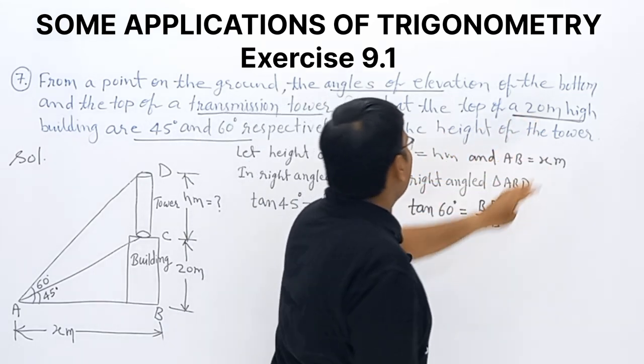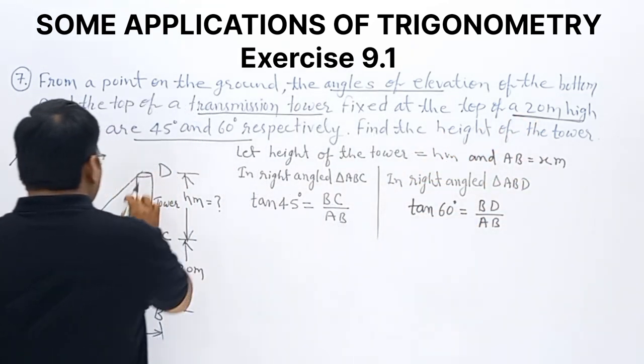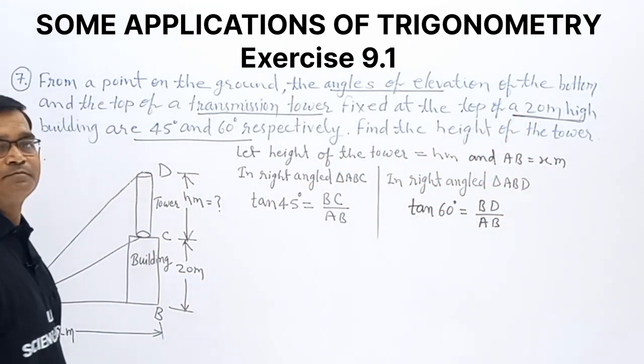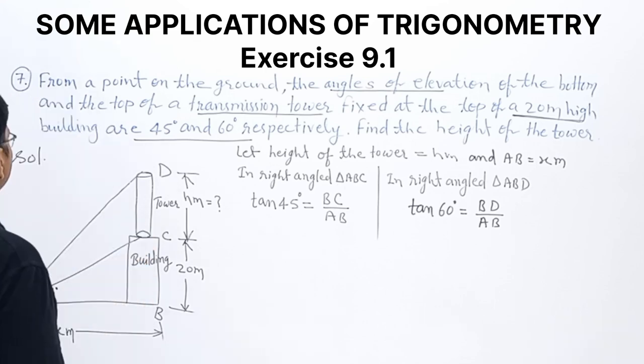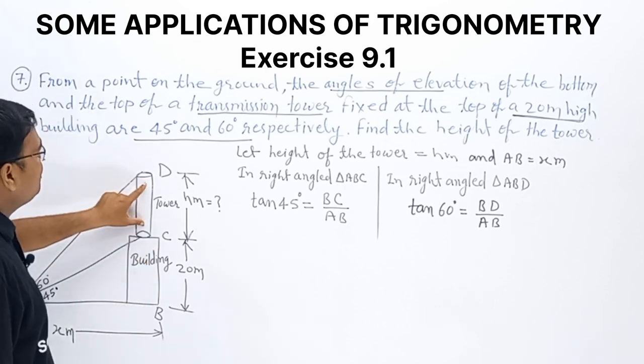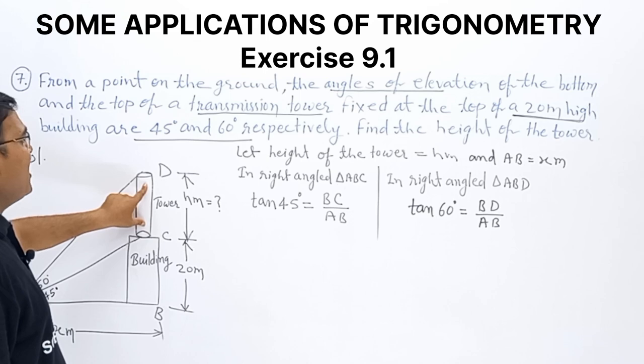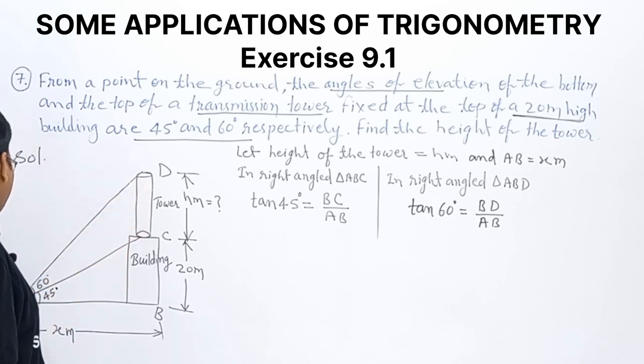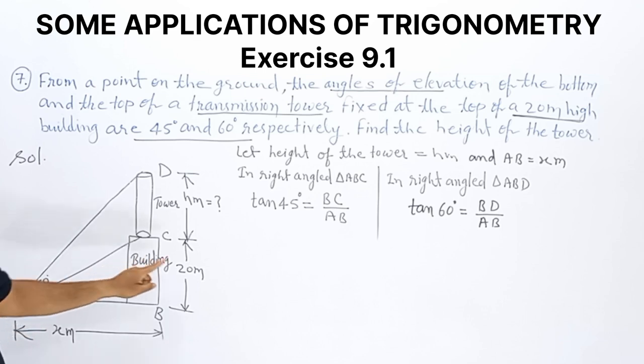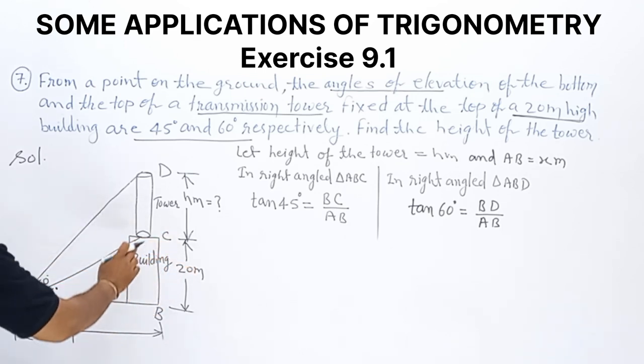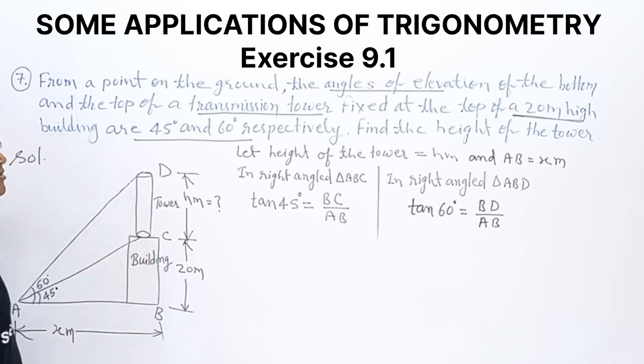Now we want to find the height of the tower. Observe, we want the height of this tower. So how will we find it? We have the angle of elevation and this side, the height of the building. This is like a right angled triangle. In this right triangle, one side and an angle are given, so we can find its base.